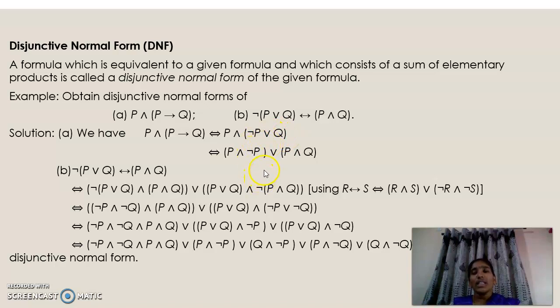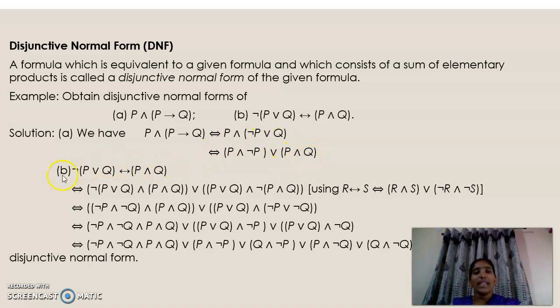So the third step is to apply the distributive law. We have different symbols, one is AND, one is OR. So here is AND, here is OR. Now you have to apply the distributive law. How can we apply it? (P and negation P) or (P and Q). The DNF is a sum of elementary products. So the given formula is equivalent to this one, and it is in the form of a sum of elementary products.